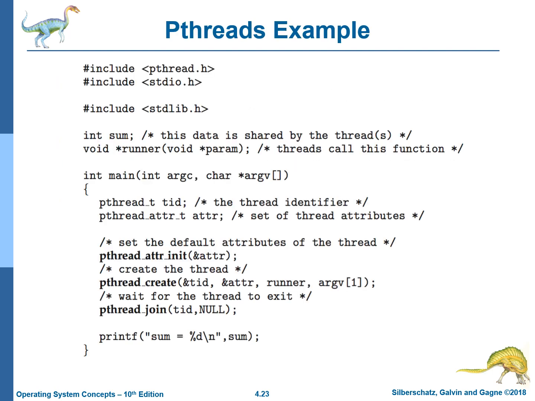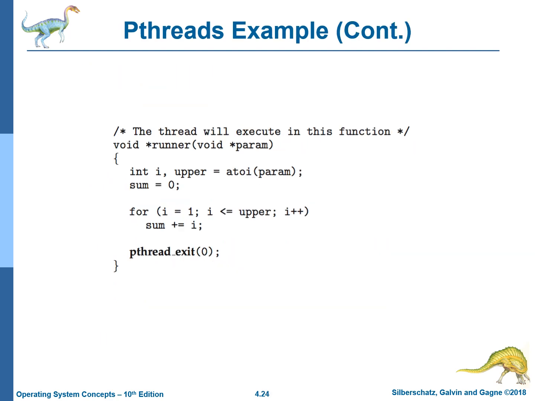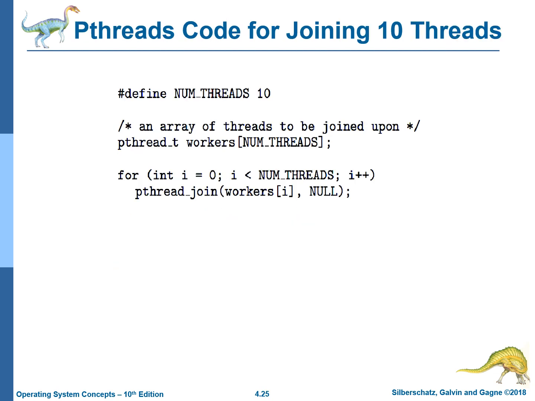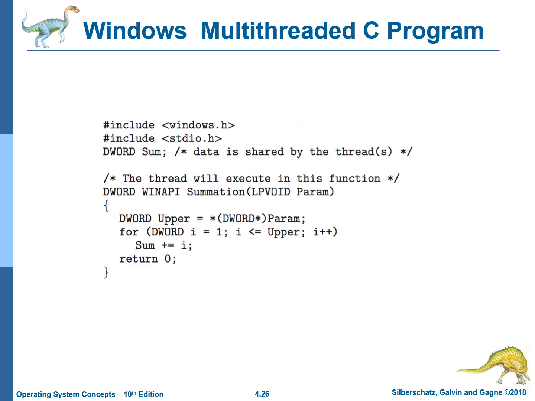Okay, here is an example of POSIX threads. You can pause the video if you want to take a longer look at it. This is a Windows multi-threaded C program.